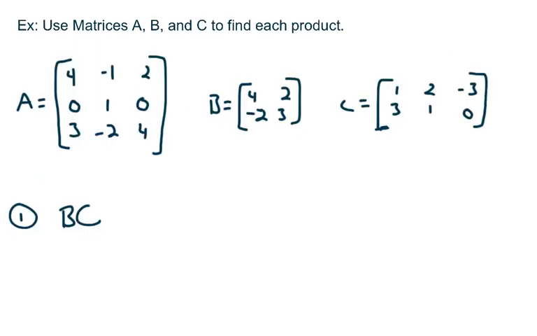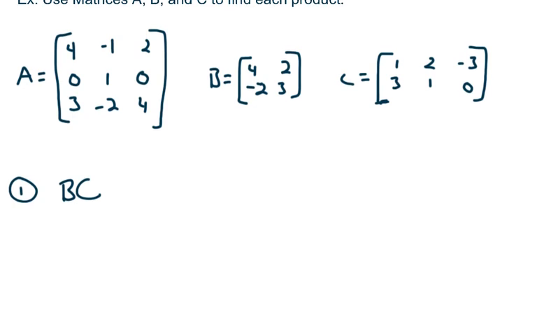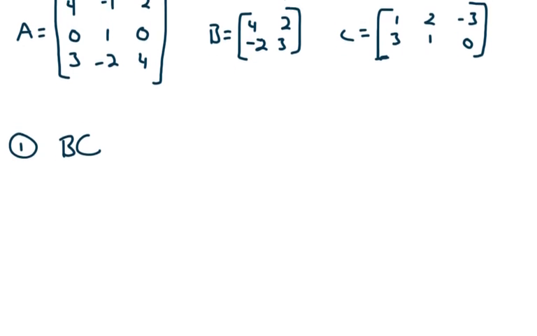Okay, so use matrices A, B, and C to find each product. You can see A, B, C right there. A is a 3 by 3, B is a 2 by 2, and C is a 2 by 3 matrix. Example number 1 here wants us to multiply matrix B times matrix C. So it tells us the order in which it wants us to multiply. So let's first figure out if it's even possible to multiply these two matrices together.